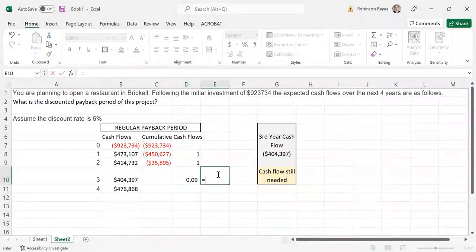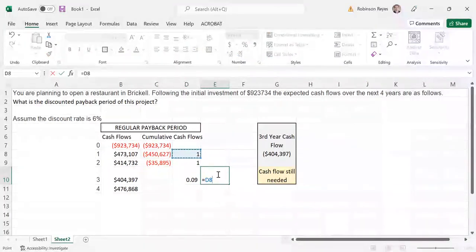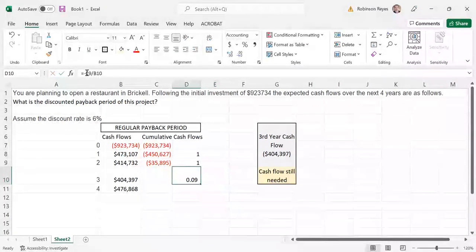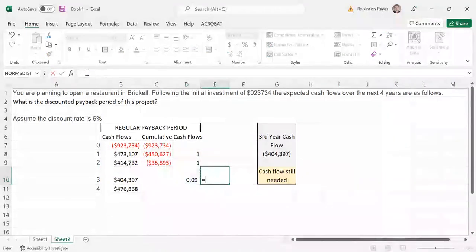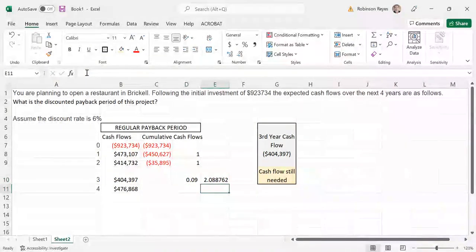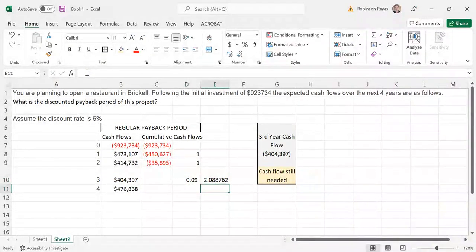Now if you're going to add these three cells like I am doing, then you do need to change this sign the way I did it here, because then I can just add, and then I know that it's going to take 2.09 years to recover the initial investment.